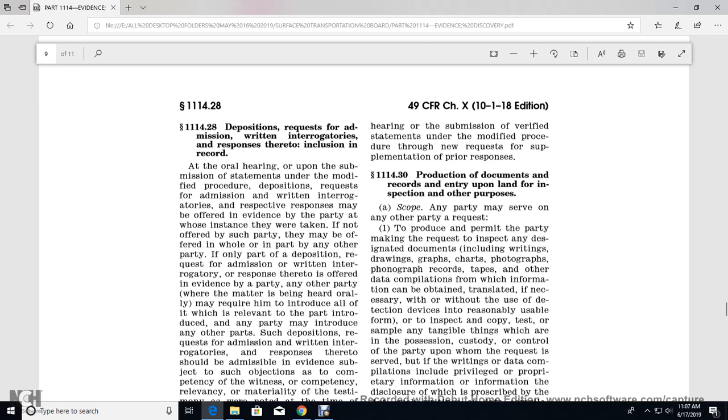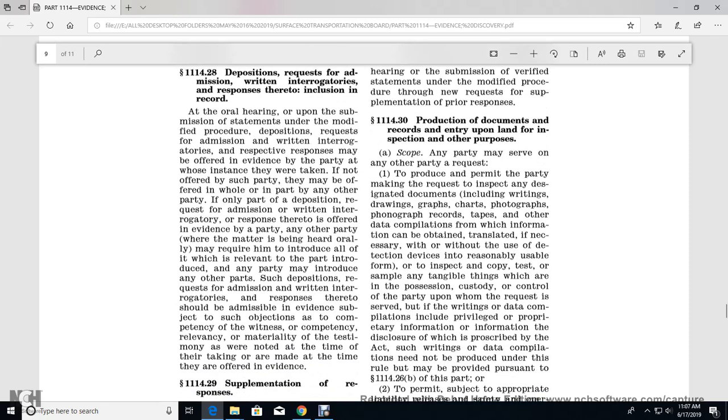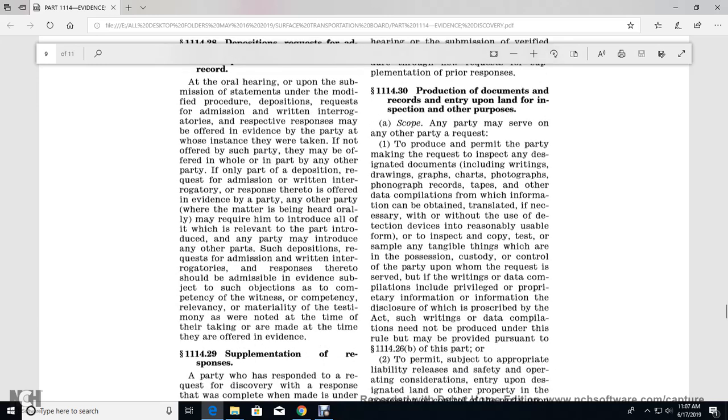Inspect and copy, test, or sample tangible things which are in the possession, custody or control of the party upon whom the request is served. Writings or compilations that include privileged and proprietary information, the disclosure of which is prescribed by the act, need not be produced under this rule, but may be provided pursuant to 11-14-26b of this part.